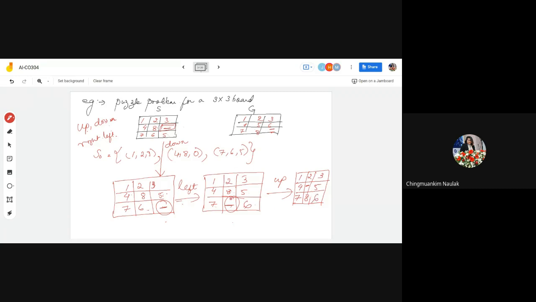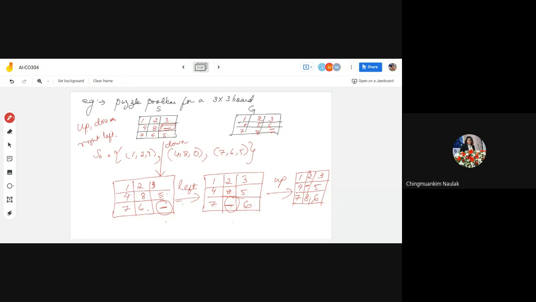Please don't get confused. I'm moving this empty cell, not this thing. That's why this is moving upward. This empty cell is moving upward. That's why I'm writing upward. Now compare this current state with the goal state.